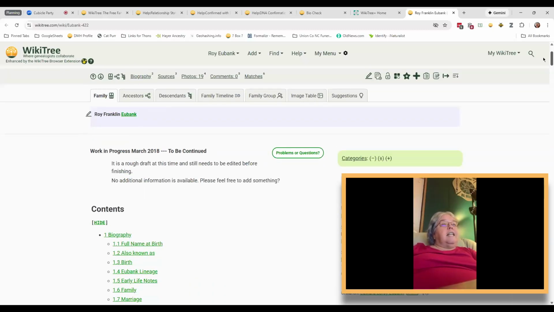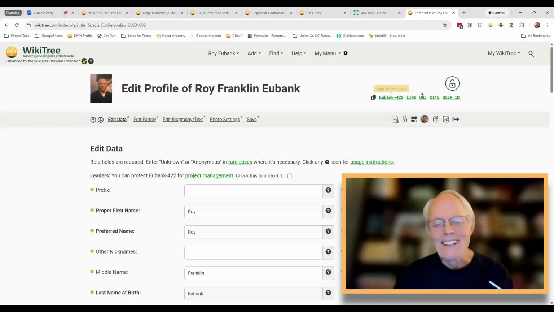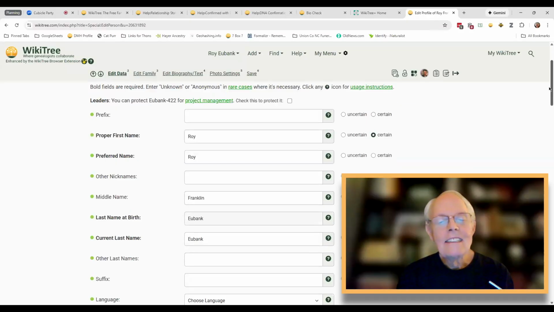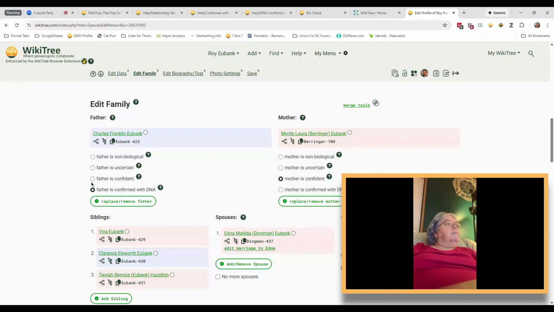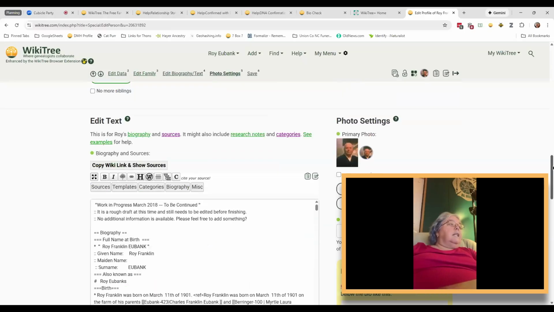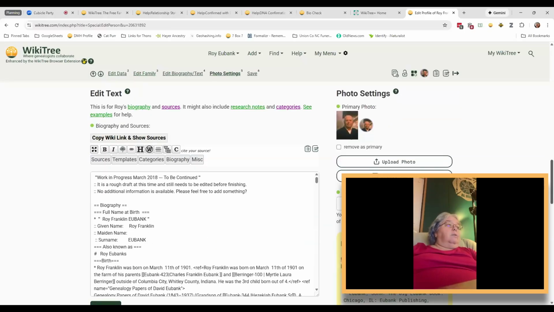It just doesn't have a DNA statement, so it can't be marked as DNA confirmed. It can only be marked as confident. My brain went dead there for a minute. Right. So I'm going to go in here and change him to confident. And I am not going to clean him up, in spite of wanting to.